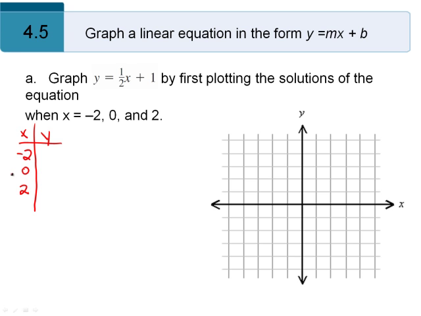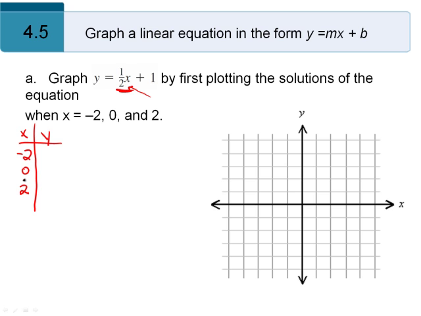0 is always the easiest number. So 0 is always going to be one of your chosen values. But when you have a fraction in front of the x, you don't want to use 1, because then you're going to have to graph a fraction. And nobody wants to do that. So what you do is use the denominator of your fraction, the 2, and then the opposite of that, negative 2. So that's where they got those values.